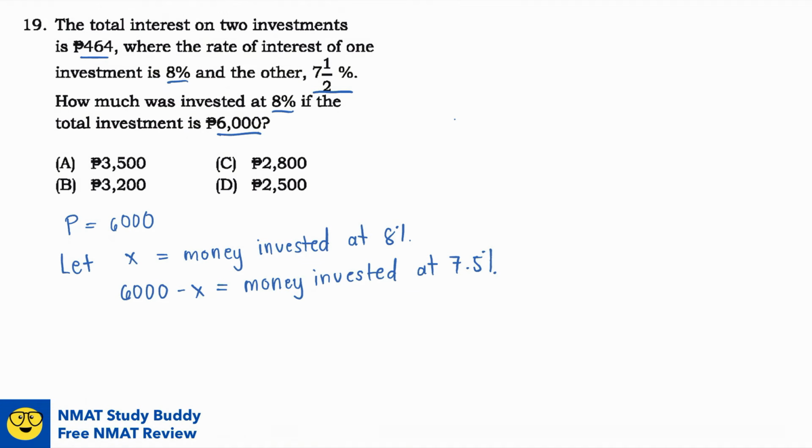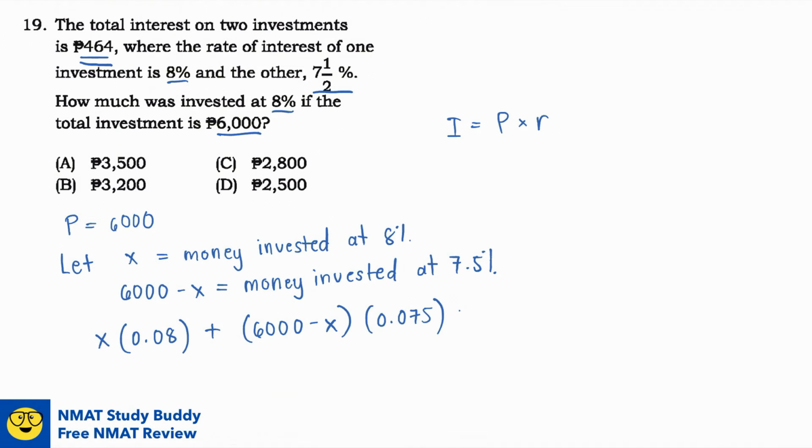And then, meron tayong formula, diba, na yung interest is equal to yung principal times yung rate of interest. So, since given tayo ng total interest na 464, bali yung perang ininvest natin at 8% times yung interest rate na 8% or 0.08 plus 6,000 minus X na ininvest natin at 7.5% or 0.075, yung total daw nung interest ng dalawang investment is equal to 464.